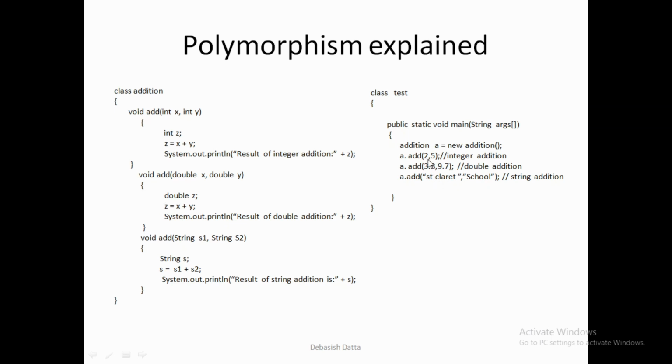Whenever we are passing 2 integers, it is adding 2 integer values. Whenever we are passing decimal values into this add function, it is adding decimal values. And if we are passing 2 string values, then it will add 2 string values. So a single function, but it is doing multiple work. This is what polymorphism is.